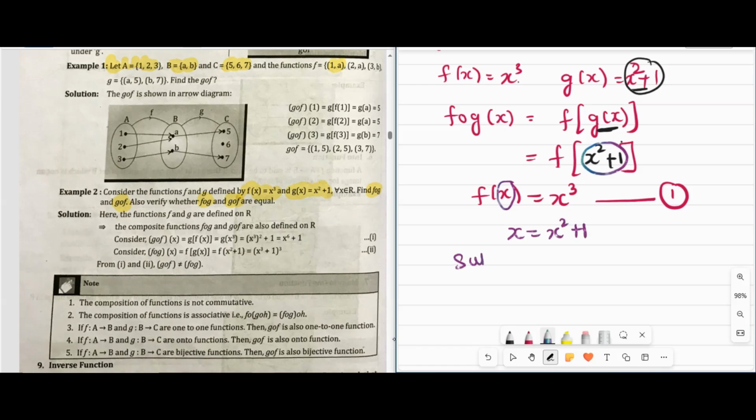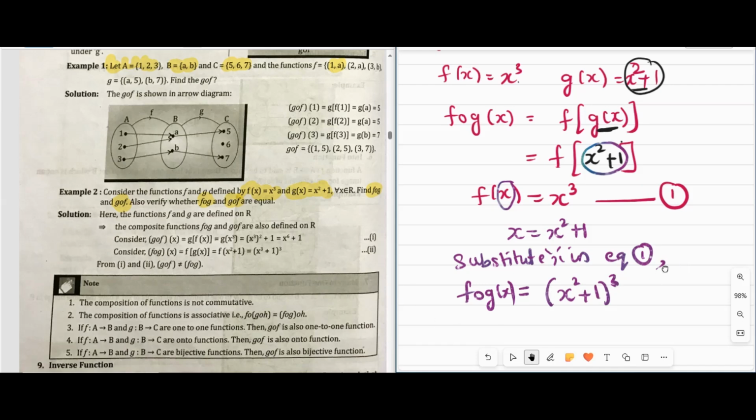Now substitute in equation 1. In place of x, we'll write the value. You will be substituting the x value here, so it is x square plus 1 whole cube. X square plus 1 whole cube will be the answer for F o G. Hope you understood this. Moving on to the next one.